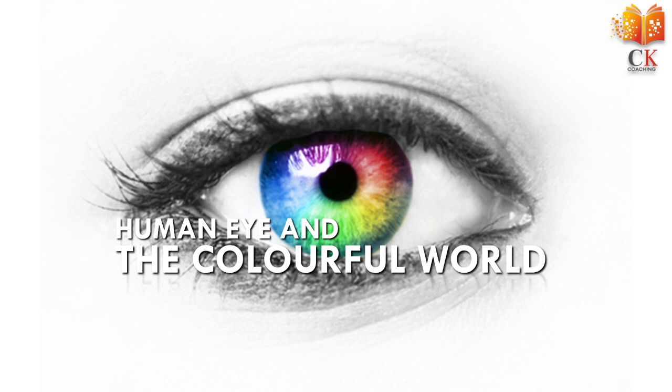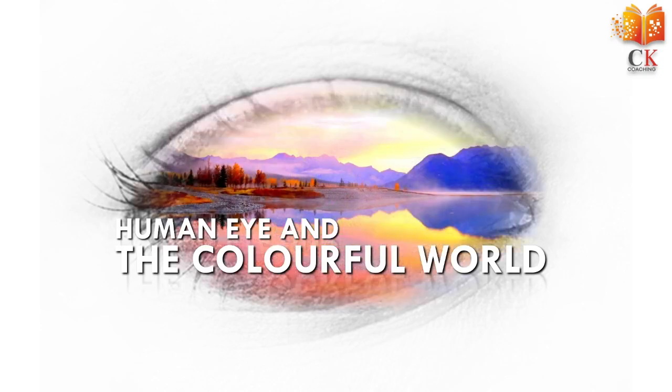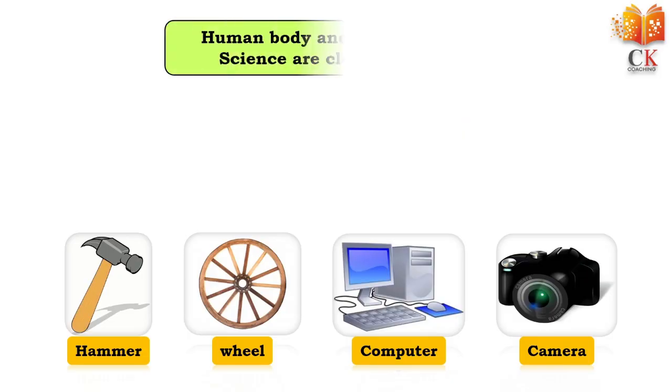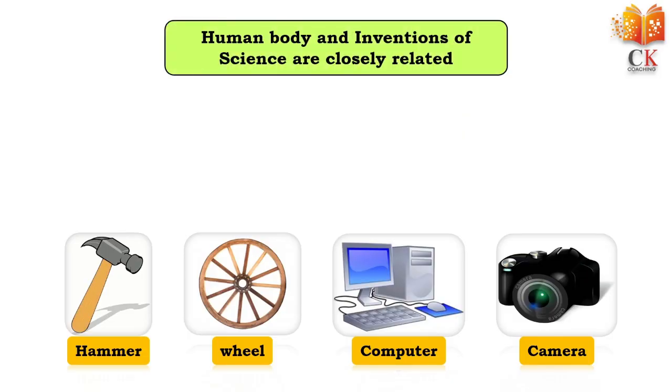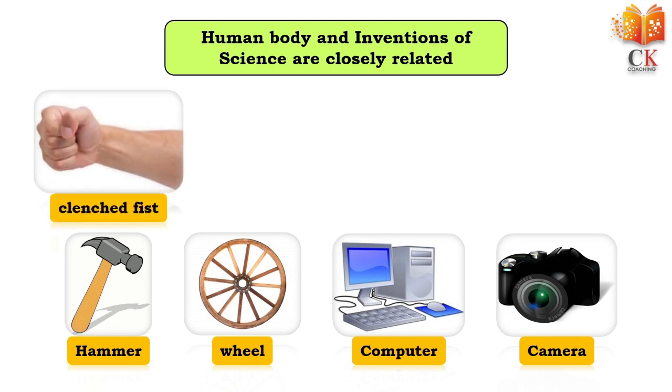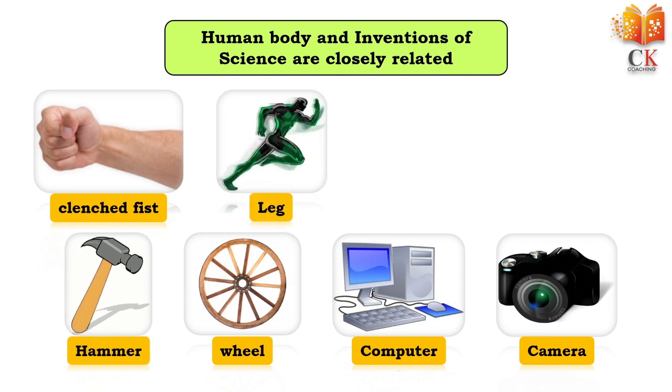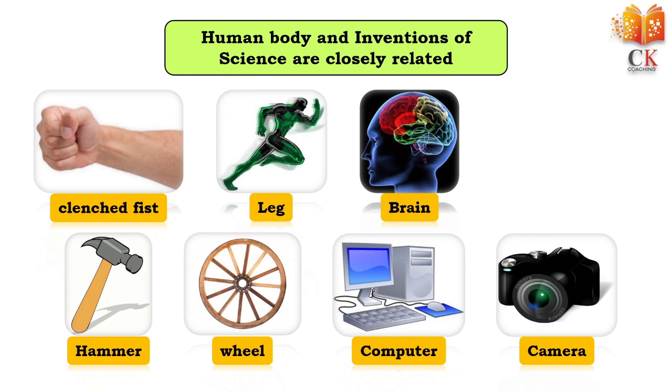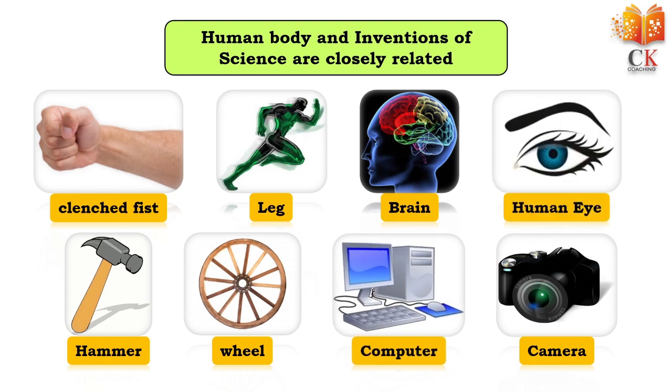सो बेसिकली इस चैप्टर में है क्या, ह्यूमन बॉडी एंड इन्वेंशंस ऑफ द साइंस किस तरीके से रिलेटेड है. इफ़ यू कैन जस्ट रिलेट दिस देन यू विल अंडरस्टैंड द कंसेप्ट ऑफ दिस चैप्टर वेल. जैसे कि हमने जब अपने हाथ को देखा देन वी डिस्कवर द हैमर, हमने जब अपने लेग्स को देखा तो वी डिस्कवर द व्हील, अपने ब्रेन को ऑब्जर्व करा तो हमने बनाया कंप्यूटर एंड सिमिलरली व्हेन वी ऑब्जर्व द ह्यूमन आई वी कुड डिस्कवर द कैमरा. सो इट्स ऑल अबाउट द ह्यूमन आई.